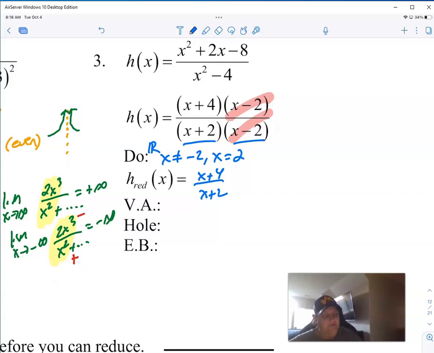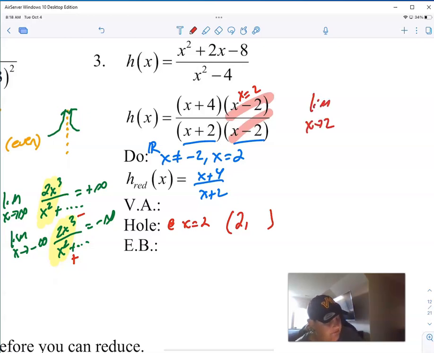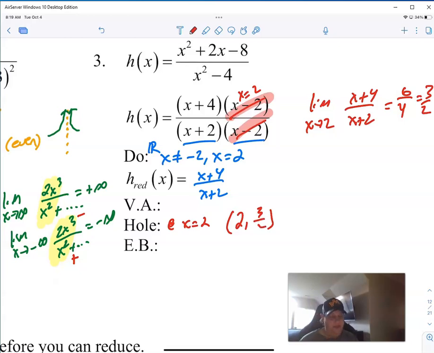Now this tells me, because I crossed off x minus 2, that there's a hole at x equals 2. Now, what we're going to start getting used to is writing that as a coordinate point. It's 2 something. So where exactly is the hole at 2, what? Well, that's where we go. What's the limit as x approaches 2? And now that I cross that off, I can plug in 2. And I get 6 over 4 or 3 halves. 1.5, whatever. That's my hole.